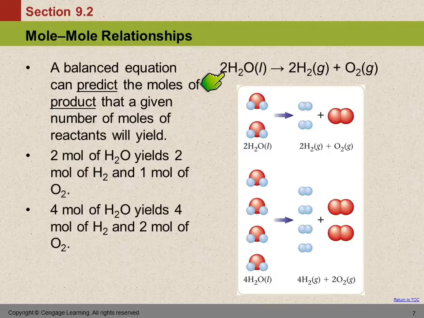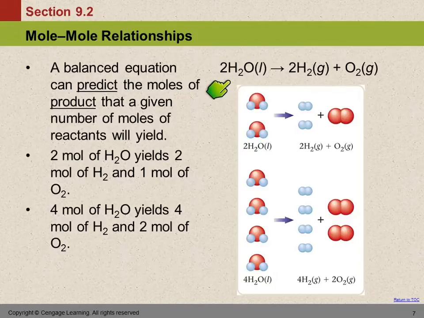So this equation tells us that if we have 2 moles of water, we'll get 2 moles of hydrogen and 1 mole of oxygen. Because when we look at the individual molecules, 2 molecules of water would give us 2 molecules of hydrogen and 1 molecule of oxygen. And all we're doing when we're talking about moles is we're multiplying everything by Avogadro's number, and we're saying mole, just like we did with dozen.